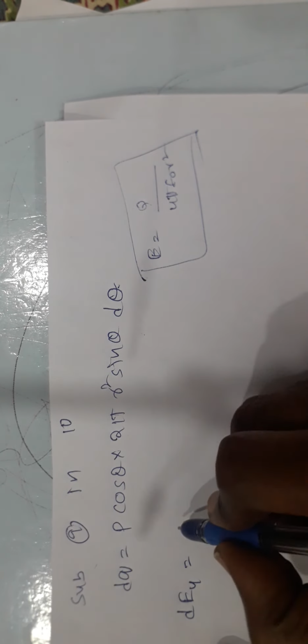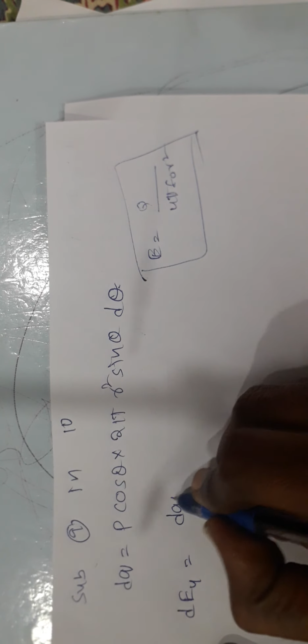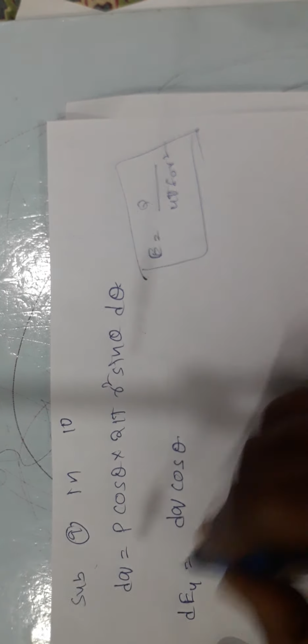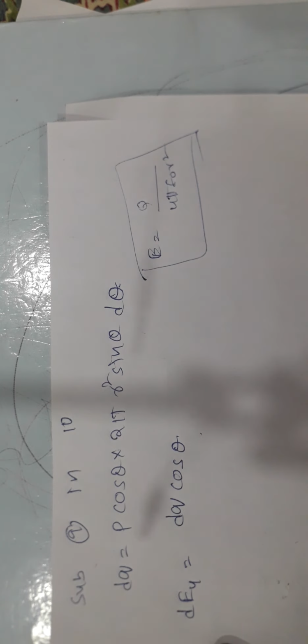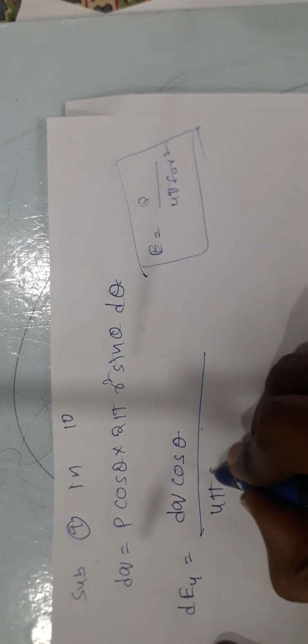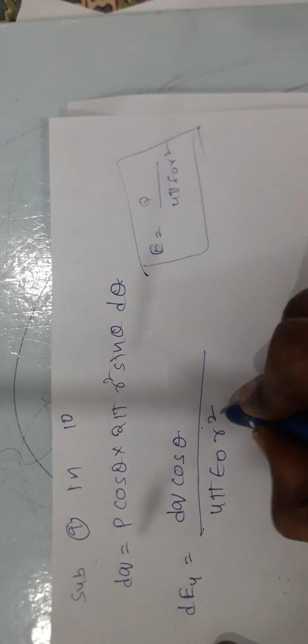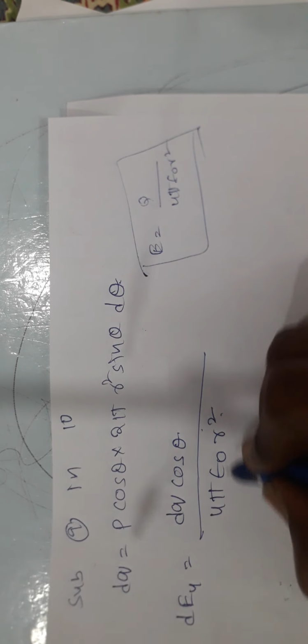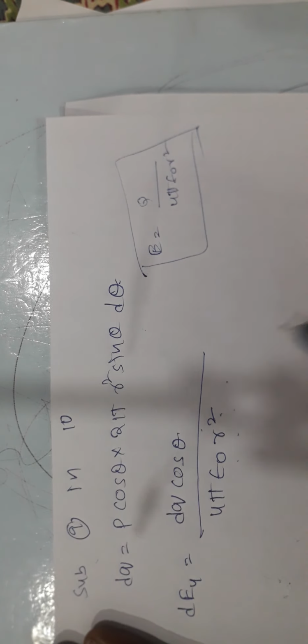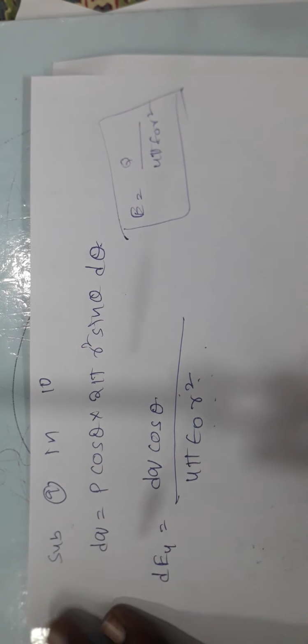We are calculating the small elemental area, so we take dE4. dE4 equals dq cos theta, meaning the magnitude of cos theta along the horizontal only, by 4 pi epsilon naught into r square. This is the relation between charge and electric field. In the polarization we take the horizontal component, so the electric field also we take as this one.